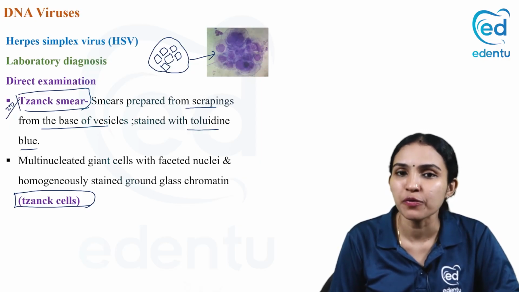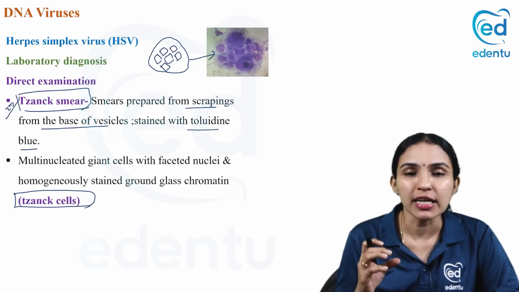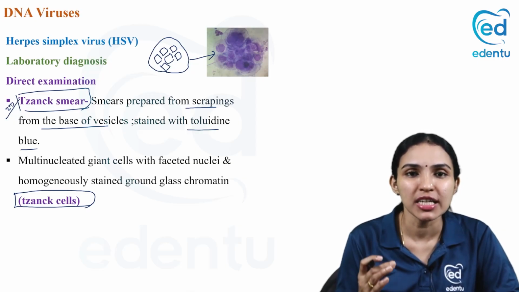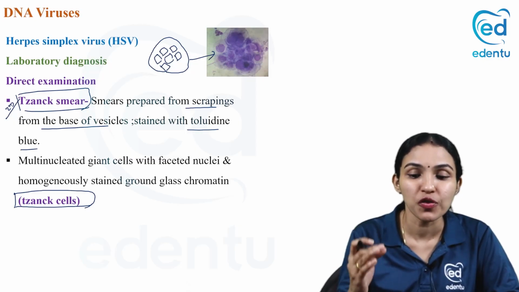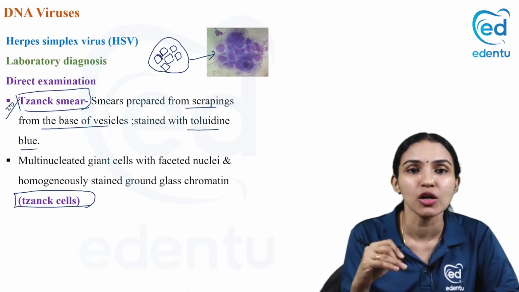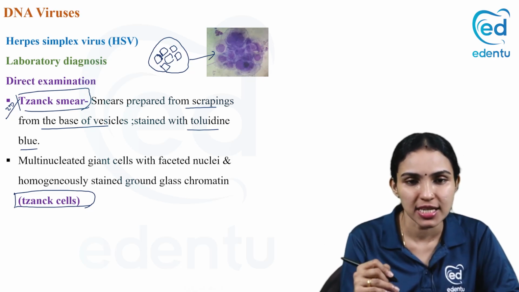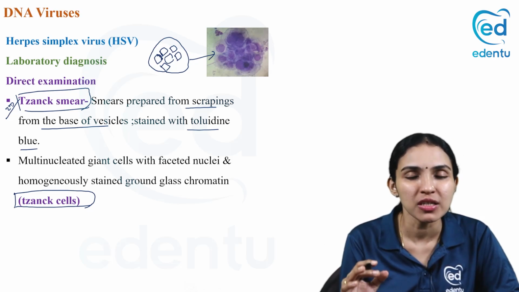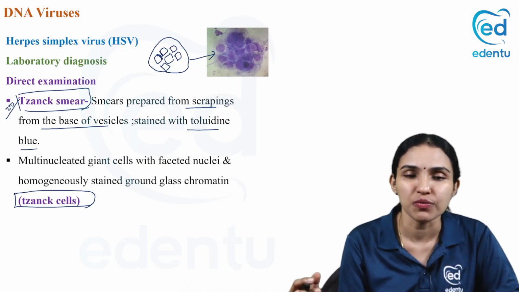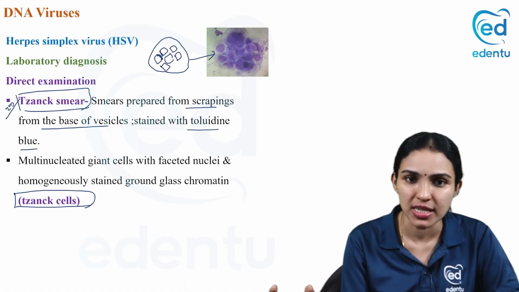It is a smear prepared from the scrapings obtained from the base of a vesicle, which is stained with toluidine blue. And what will you see in that? You will see multinucleated giant cells with faceted nuclei like this. It will have faceted nuclei, and you will have ground glass chromatin. So that is what is called a Tzanck cell and Tzanck smear. And remember, Tzanck smear or Tzanck cells are positive not only in herpes simplex but also in varicella zoster virus, which belongs to the alpha herpesvirinae subfamily.